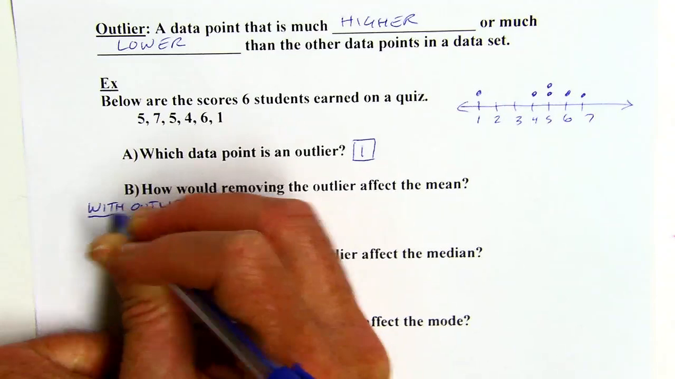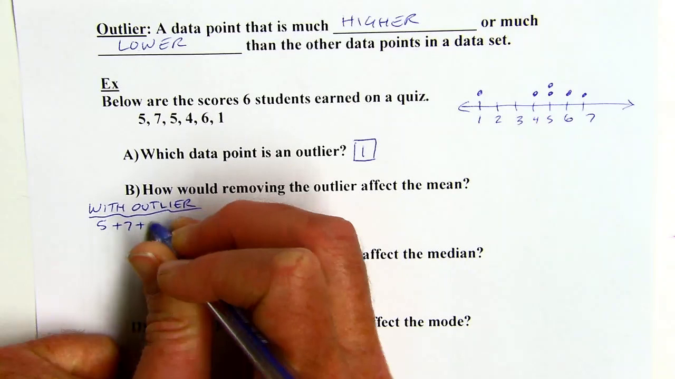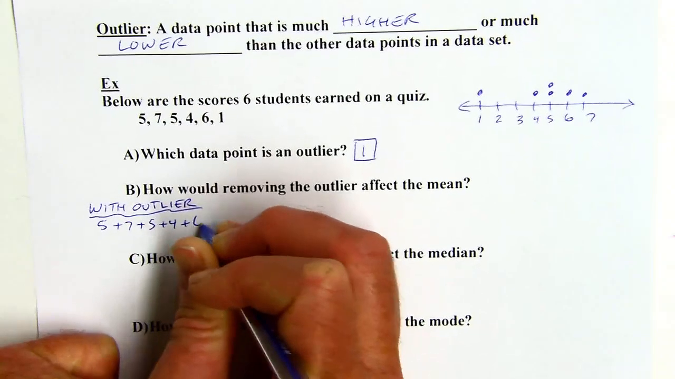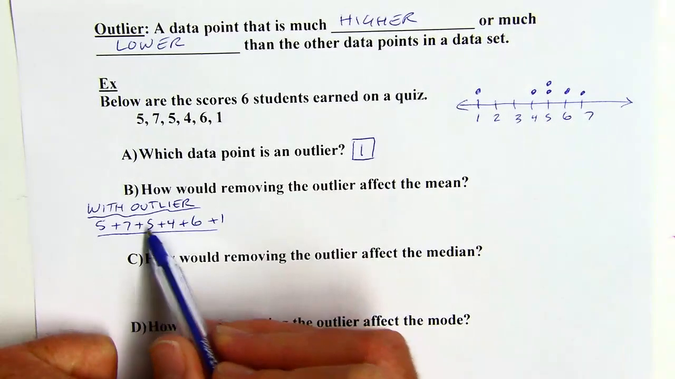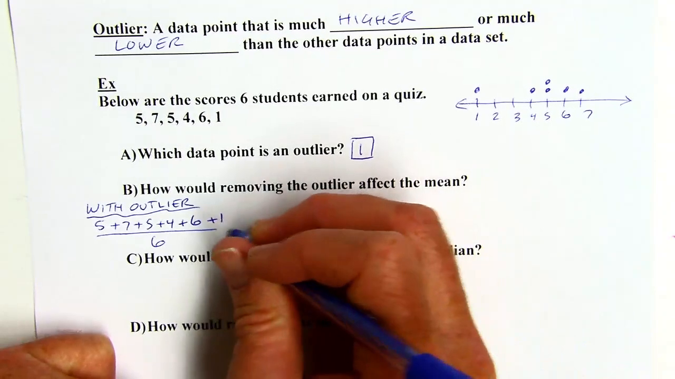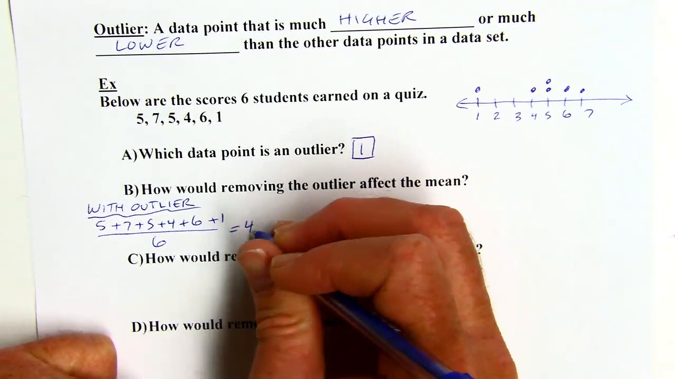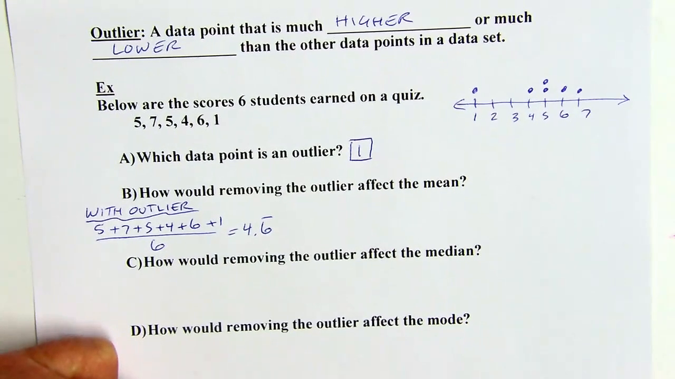Okay, so if I was finding the mean of all these numbers, I'd add them all together and then divide by how many of them there are. So let's see, 1, 2, 3, 4, 5, 6. Okay, and if you put that into a calculator, you're going to get 4.6 repeating, or 4 2/3. Okay, so that's the original with the outlier.